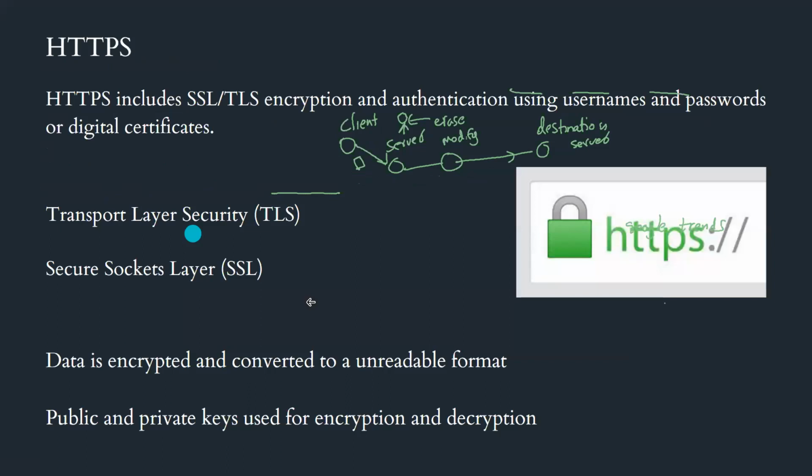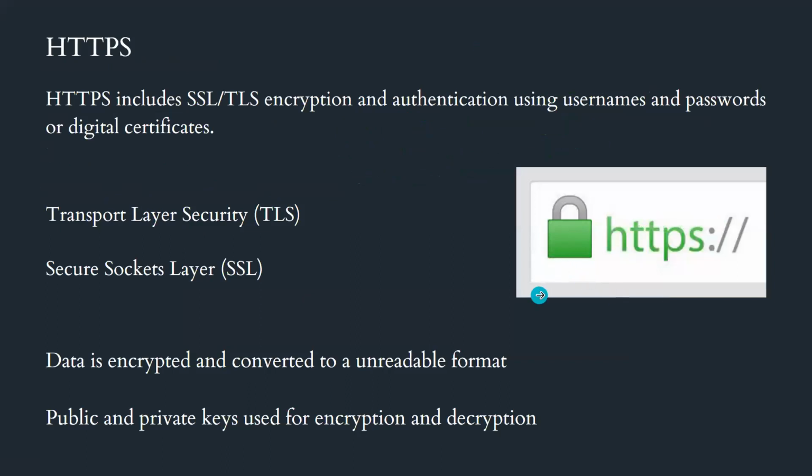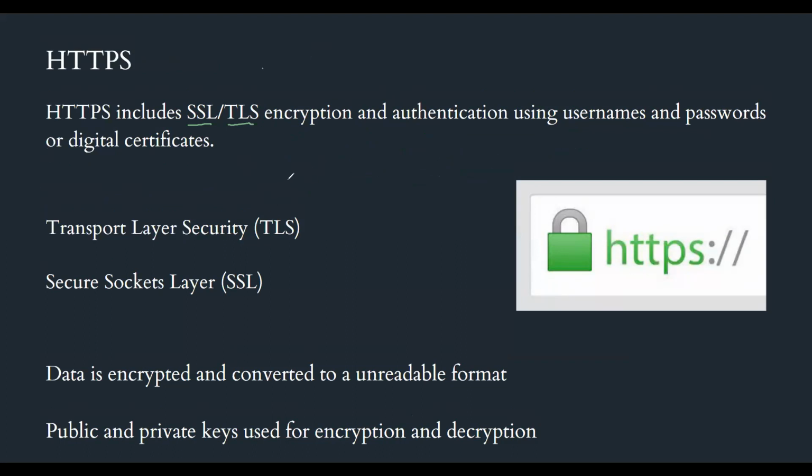So in HTTPS, we basically have two encryption methods that we can use. One method is called SSL and the other method is called TLS. SSL is the old version, I would say, and TLS is the latest encryption method that is used for secure transfer of information using HTTP.